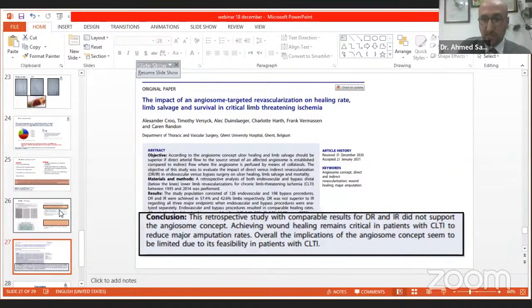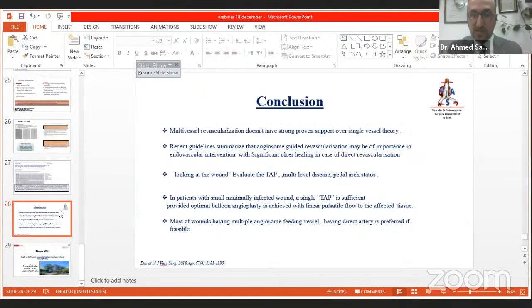This is the last published study this year, 2021, in Belgium, and it concludes that the retrospective study with comparable results for direct and indirect revascularization didn't show any difference in achievement of the wound healing goal. So in conclusion, multi-vessel revascularization doesn't have strong proven support over single vessel therapy. Recent study guidelines summarize that angiosome-guided revascularization may be of importance in endovascular intervention, with significant ulcer healing in case of direct revascularization.